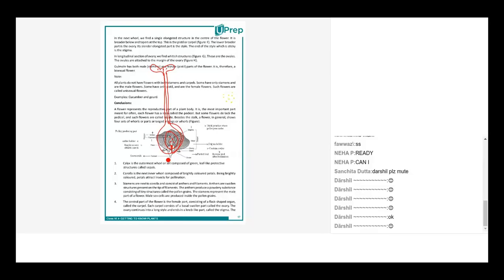Ma'am, you told some word about entering inside it. What was the word? The small hole which is present in the ovary is called the micropyle. Micropyle. Yes.